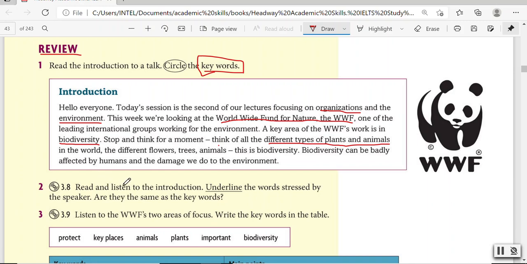And in here read and listen to the introduction. Underline the words stressed by the speaker. Are they the same as the keywords?